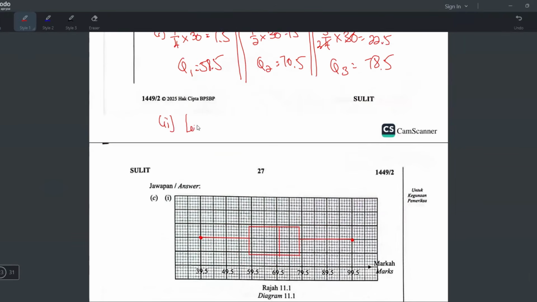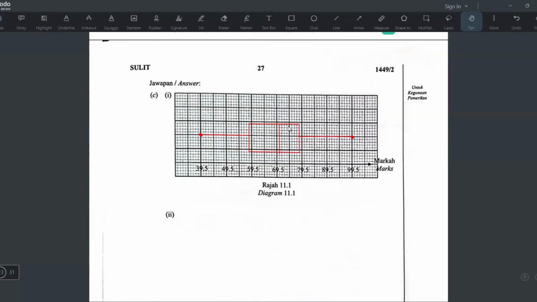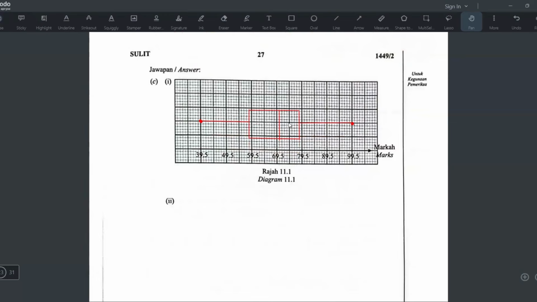So you just write left skewed, then you are done. In Bahasa Melayu is pencong ke kiri. Now imagine if the right side of the box is longer. Right side of the box is bigger, then you write right skewed.